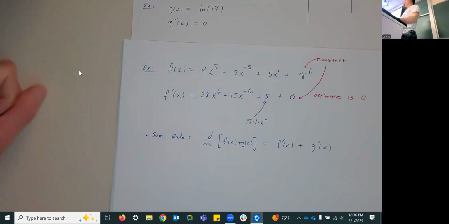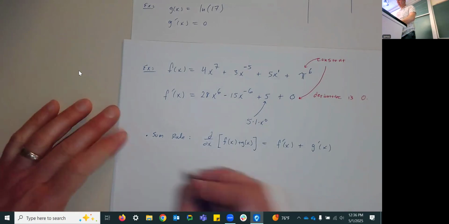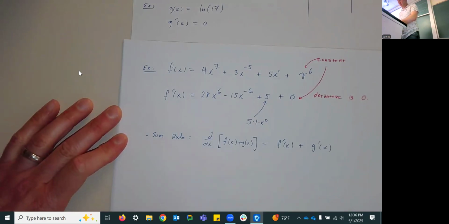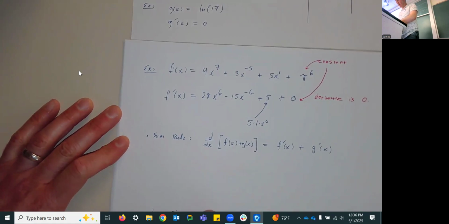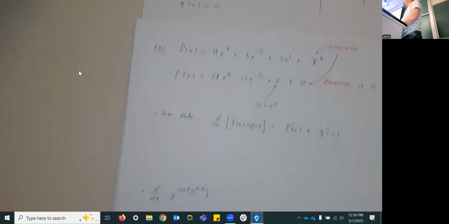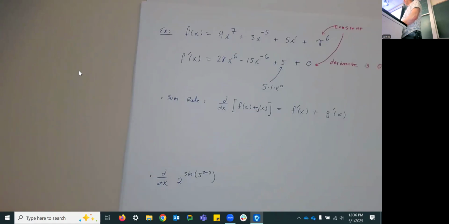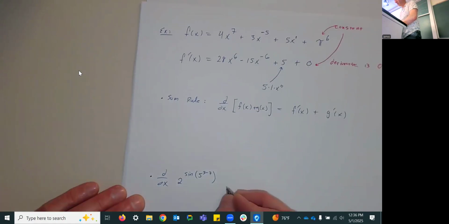People can make it look really gross though, right? Like I could write something silly like the derivative of 2 to the power of sine of 5 cubed minus 7. Oh, sorry, you can't see this. I don't see any x's. That thing's a constant. Its derivative is 0.